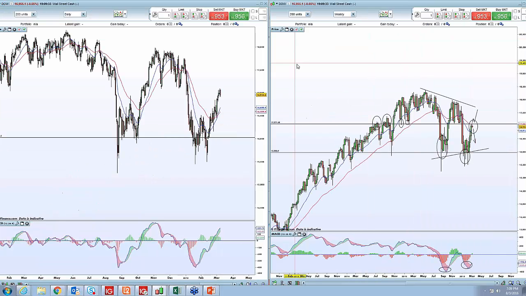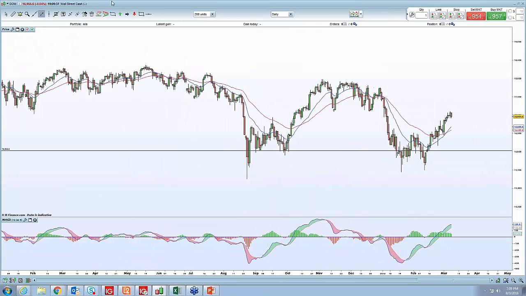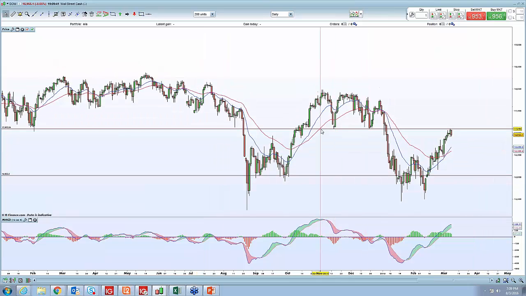So the key thing to watch, if you go to the daily chart, the 17,000 level is here. So we are at that level right now. You can see the number of touches here. Very, very key level. So take a look at the next few days and see how the candles form.